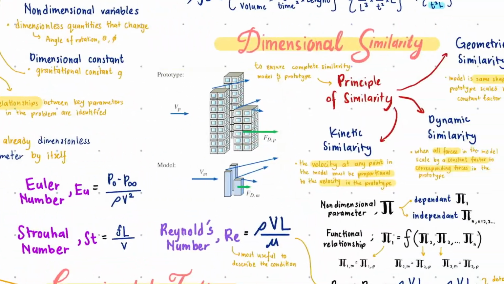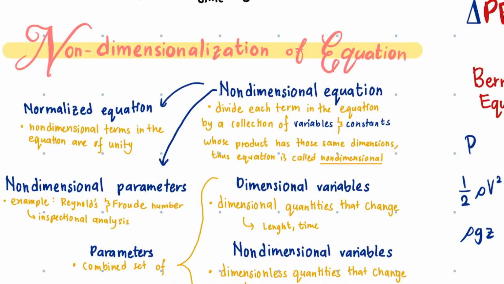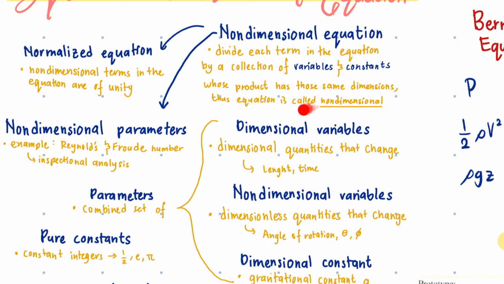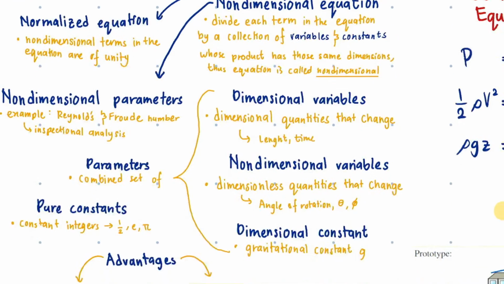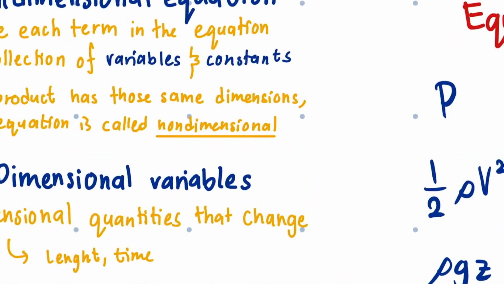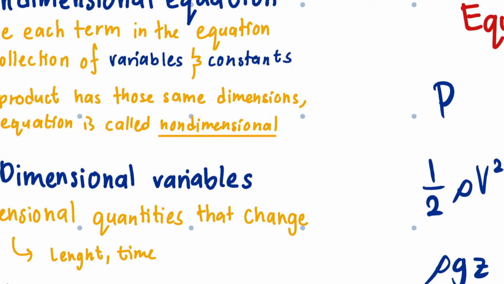So we have non-dimensionalization of equations. What is non-dimensionalization? A non-dimensional equation is when you divide each term in the equation so that the product has the same dimensions, but the dimension is zero, like meter over meter. It cancels off by itself, so it's just 1, so it has no units.